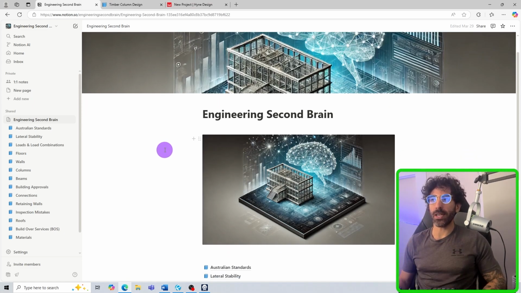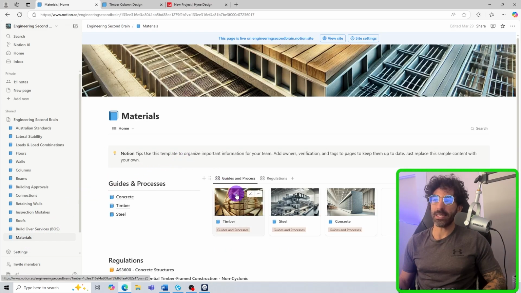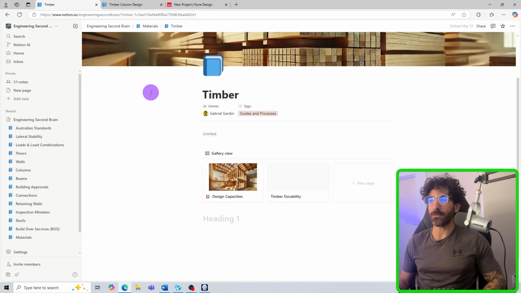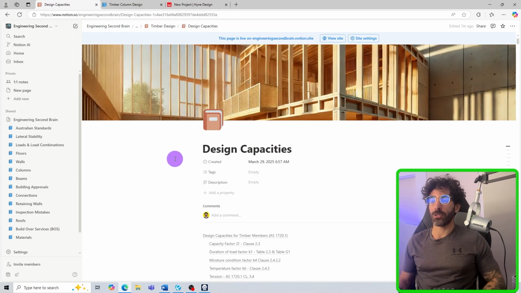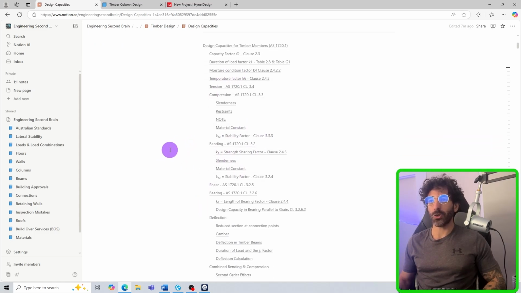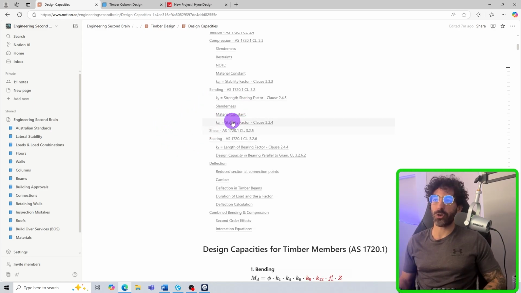If you go to your engineering second brain, just head to materials and then timber. Let's expand this screen. Design capacities. So the first thing we're gonna see on this page is the table of contents. So every time you want to refer back to a specific topic, you can just go straight to the content.